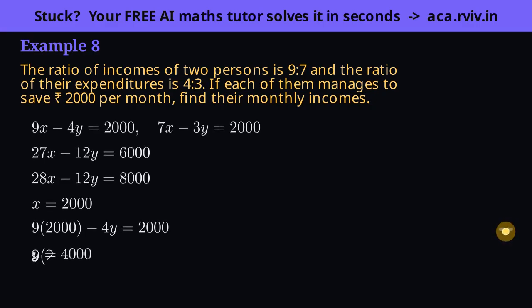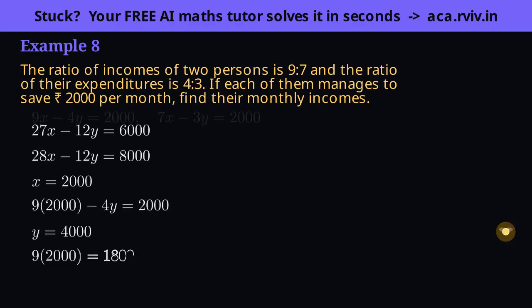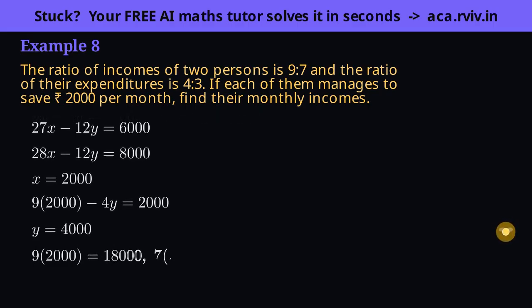But the question asked for the incomes, not x itself, so finish the job. Incomes are 9x and 7x. 9 times 2000 is 18,000. 7 times 2000 is 14,000.